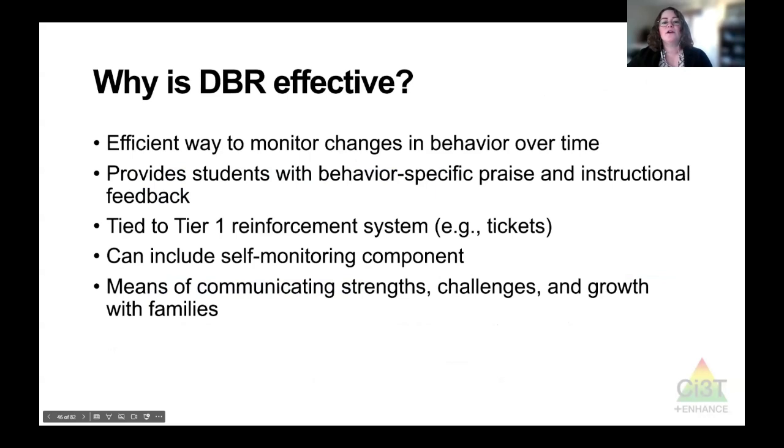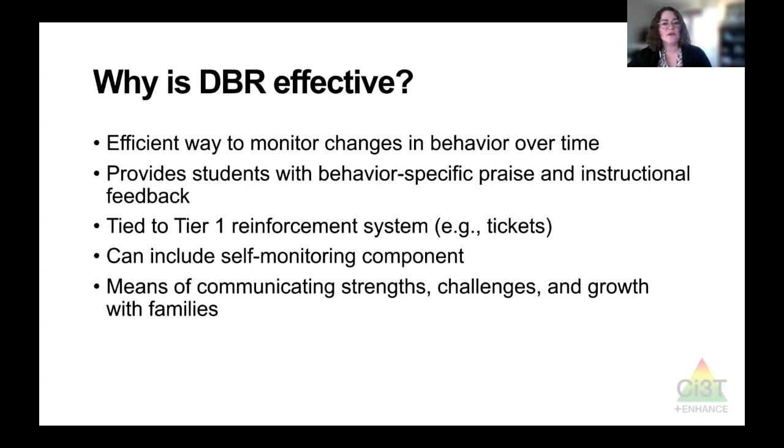Now, why is DBR effective? DBR can be effective because it's really an efficient way to monitor changes in behavior over time. DBR is also providing a brief rating during a very specific period, right, with check-ins with a teacher or another adult. And after the rating, they're being provided with behavior-specific praise and instructional feedback. Those are all important strategies that we know to use with our students, right?